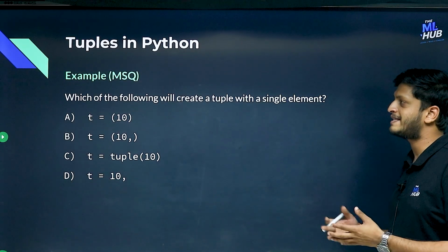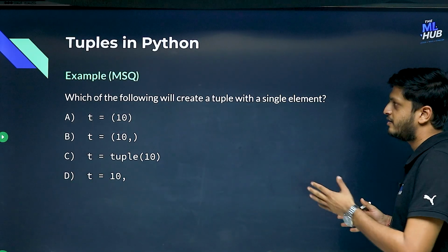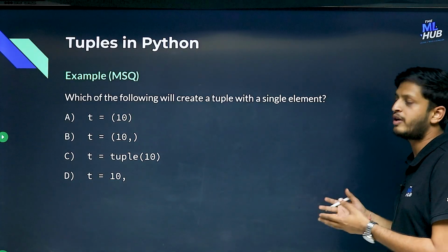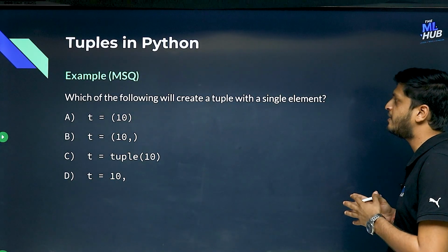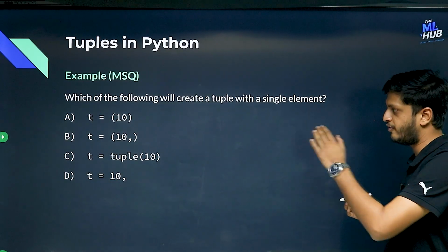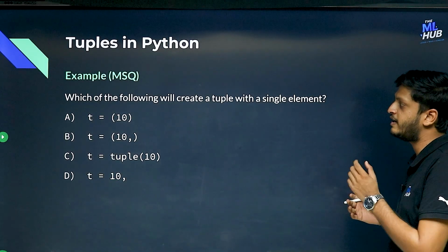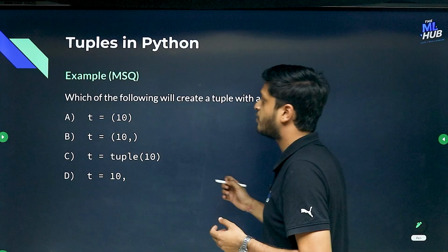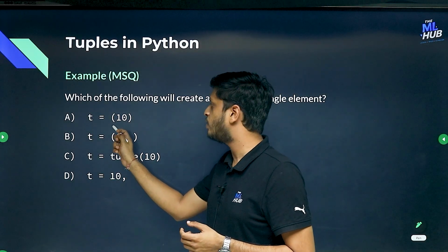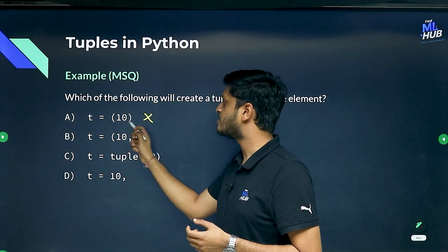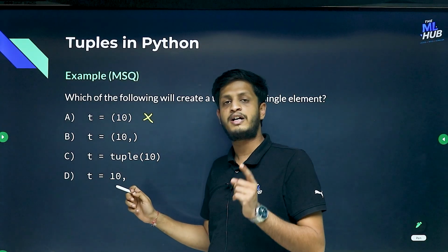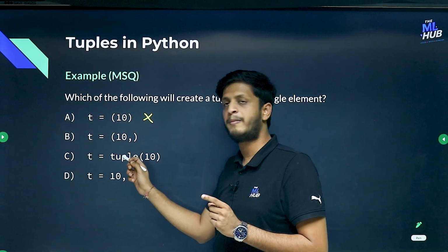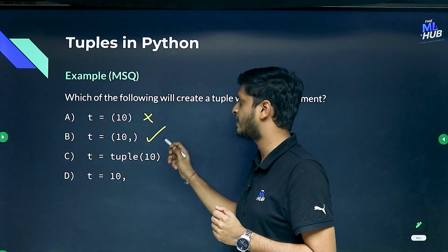Now let's look at some examples on tuples in Python. This is the first question and it is an MSQ type question, which means multiple options can be correct. Which of the following initializations will create a tuple with a single element? If you have to create a tuple with a single element, you cannot do it like this, because this will not create a tuple, this will just create an integer 10. You have to add a comma at the end, like this. So this is correct.